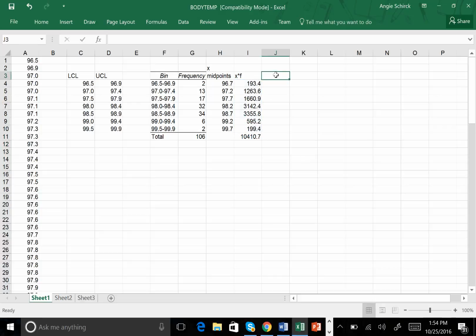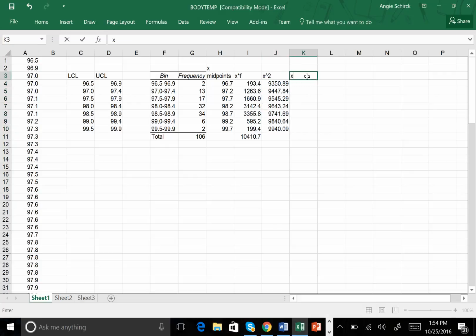For the standard deviation, we need to know the frequency times x squared. So first we're going to have to find x squared. Again, x is the data value, so we'll say equal the data value squared. So now we are going to take and drag that down. And we don't need the sum of this one, so we'll leave that one alone.